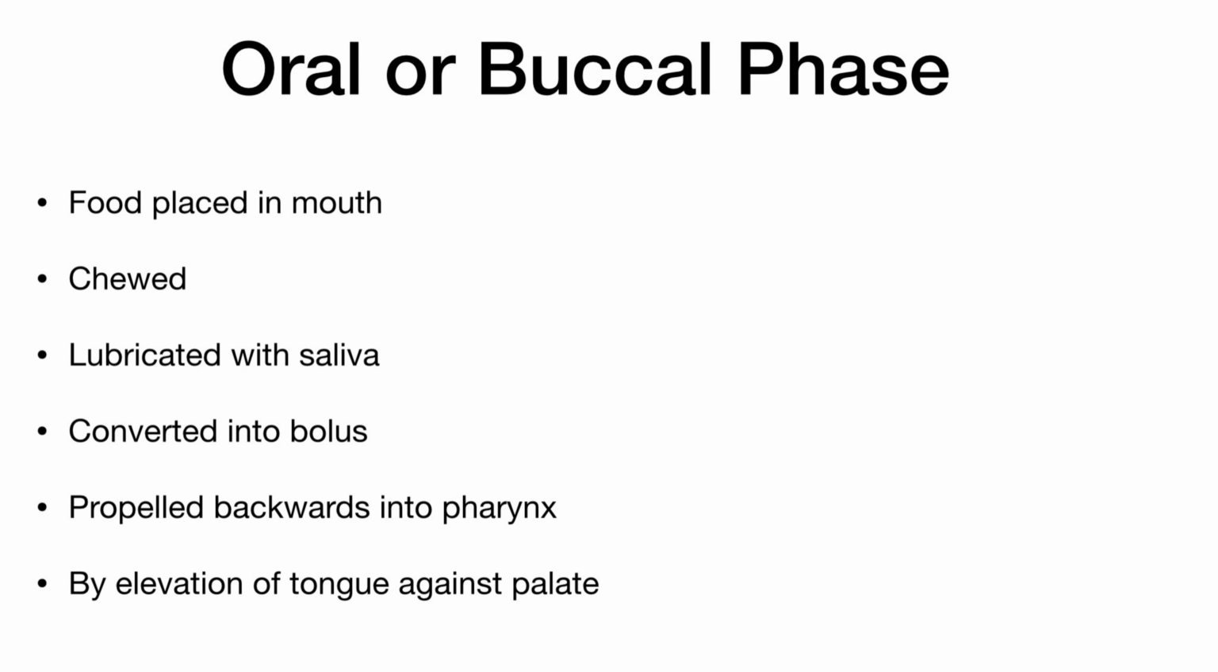So the oral cavity ends at the anterior two-thirds of the tongue. Beyond that starts the oropharynx. And this propulsion of the food backwards into the oropharynx happens by elevation of the tongue against palate. Oral phase was voluntary, pharyngeal phase and esophageal phases are involuntary, that is, they are happening on their own, not under the control of the human being.